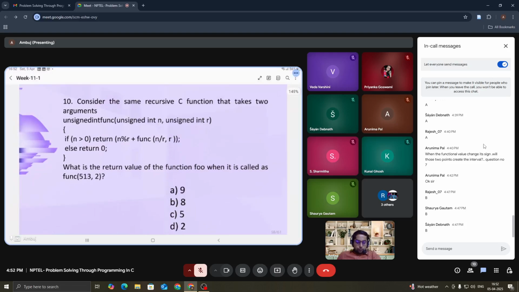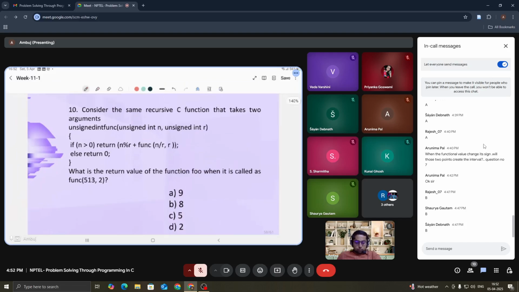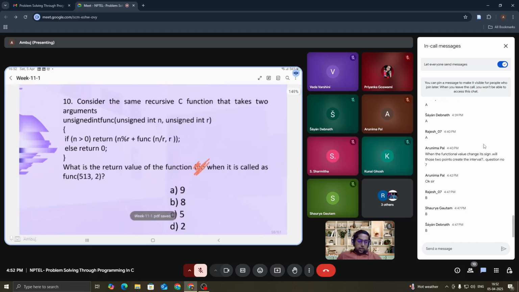This won't be there, don't get confused. When I'm calling the function func and providing two parameters as 513 comma 2, what value will it return? This is the last question for the present day. Try to solve.